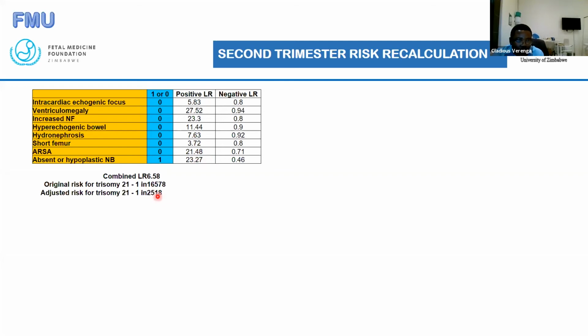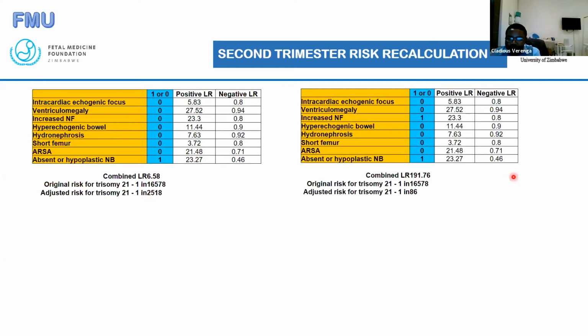It's going to recalculate the risk of Down syndrome to see if the woman falls into the high risk category or not. If the woman is still in the low risk category, we reassure her that it's highly unlikely that her baby will have Down syndrome and you don't need to do anything for this woman. However, if we noted that the nasal bone is absent, and there's also an increase in nuchal fold, this will change. How do we come up with this combined likelihood ratio?